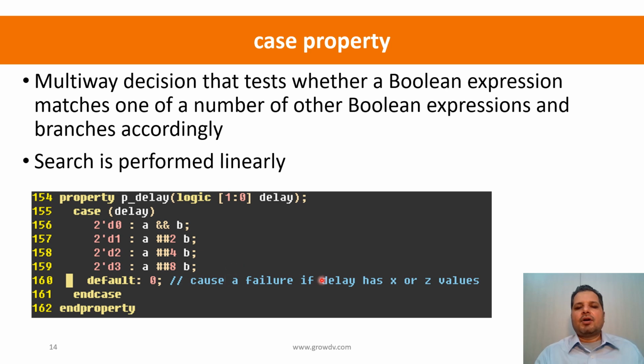And for default, you can say cause a failure, in case the delay value happens to be X or Z, you can use it for checking that. Again, we have already talked about it. If you write more complex properties, it generally also becomes hard to debug. So that aspect you have to keep in mind.